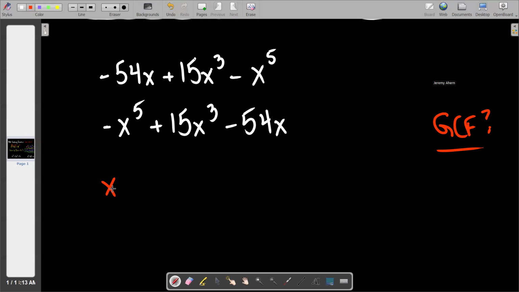But what did we just talk about in the last problem? What's wrong with my problem? What is wrong with my problem? It starts with a negative. So in addition to pulling out the X, like Kane said to do, I'm also going to pull out a negative.